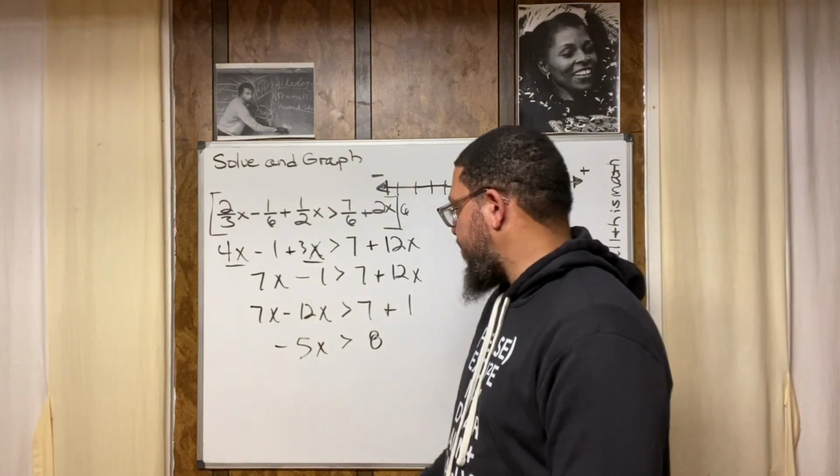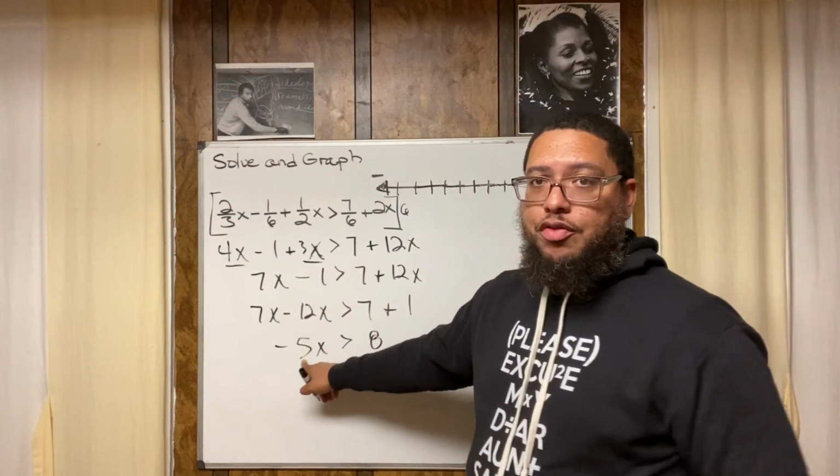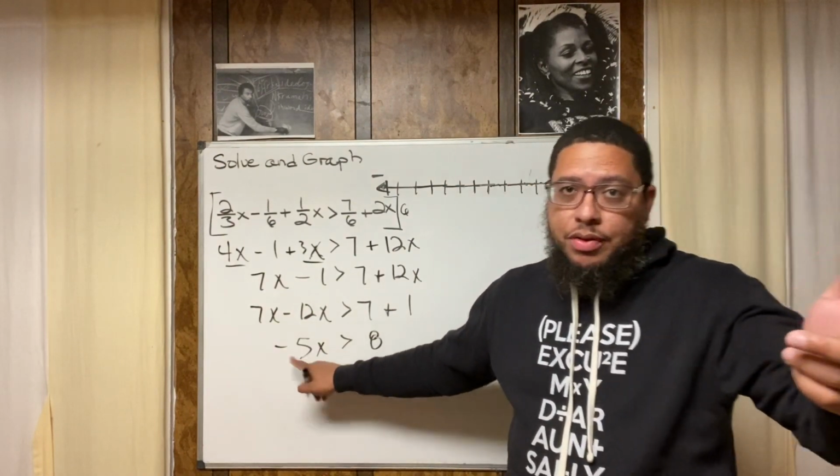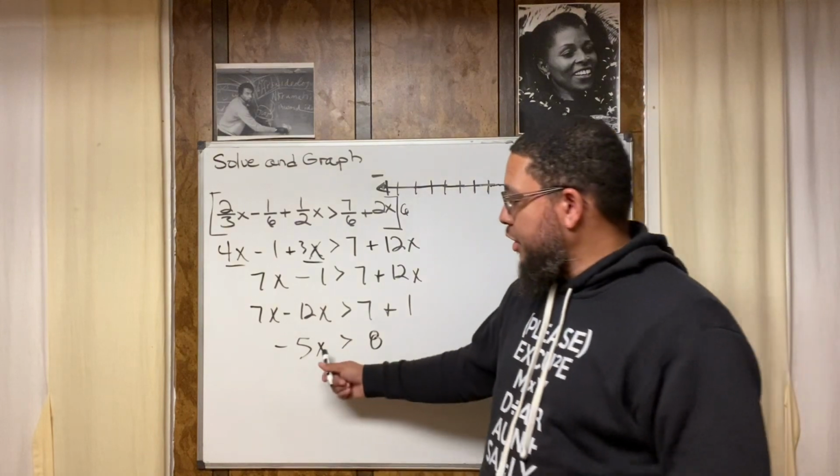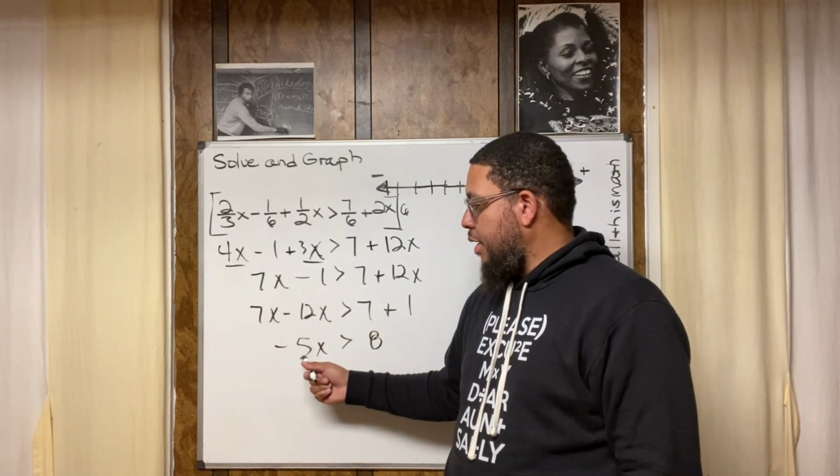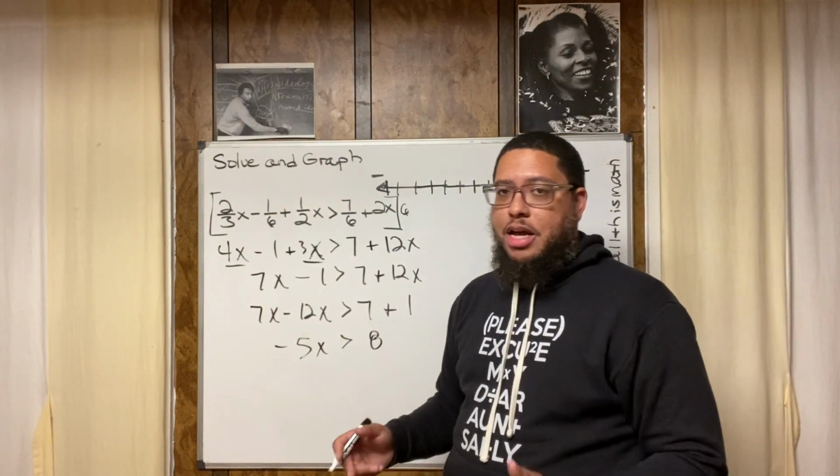So now what's going to happen is I'm going to get rid of -5. And I get rid of -5 by doing division because division is the opposite of multiplication. -5x means -5 times x.